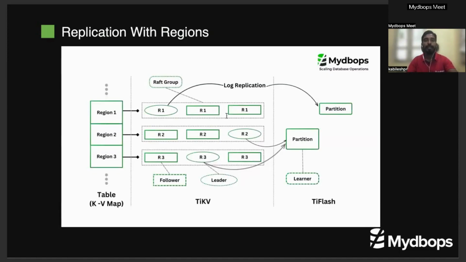Okay, so this is a pictorial representation of what we discussed right now. Each region will have a leader, which is represented in an oval format, and the followers in a rectangular format. You can see they form a Raft group. They begin the log replication from the leader to its followers and also to TiFlash, which uses the Raft learner algorithm. Okay.